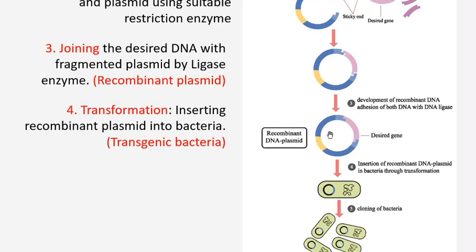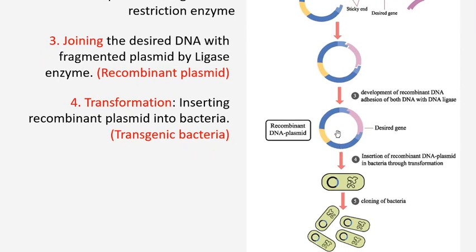So now this plasmid carries the desired gene, the insulin gene, and it has been returned back to the original bacteria, so that the original bacteria receives the recombinant plasmid, and now this bacteria will be called transgenic bacteria, because a foreign gene has been transferred to it.